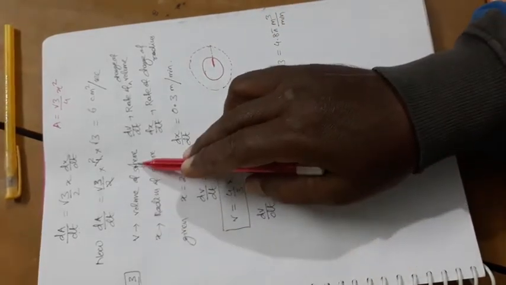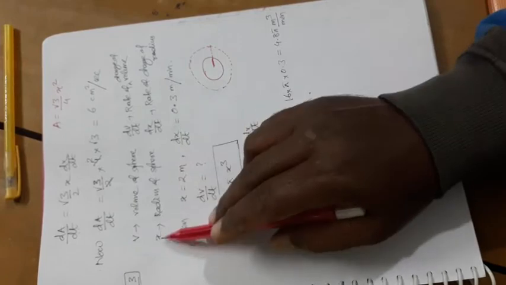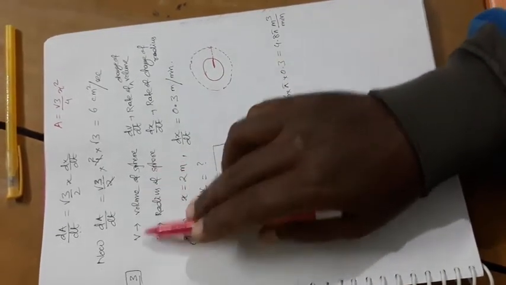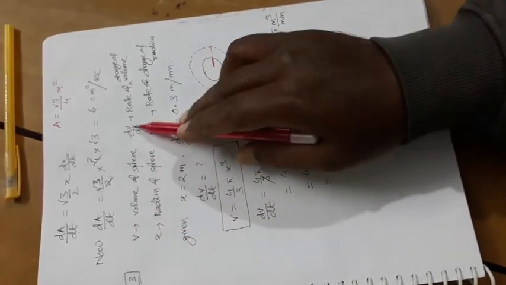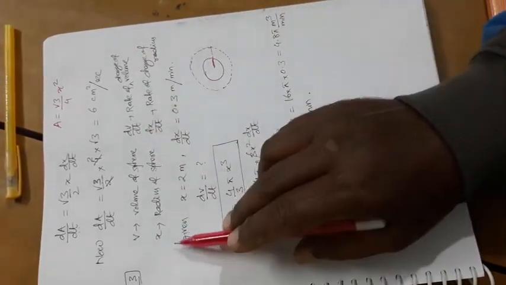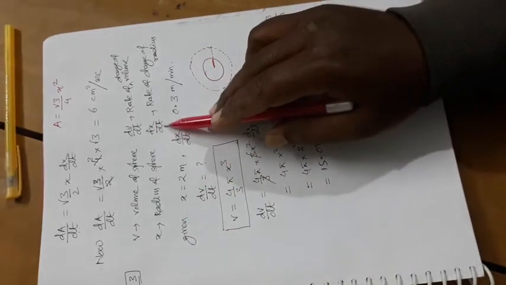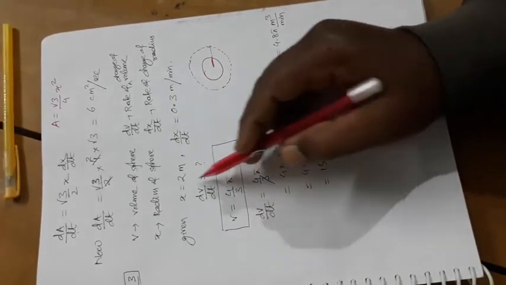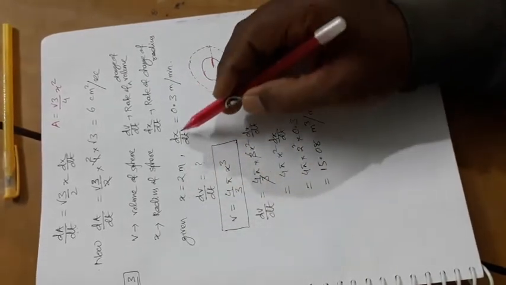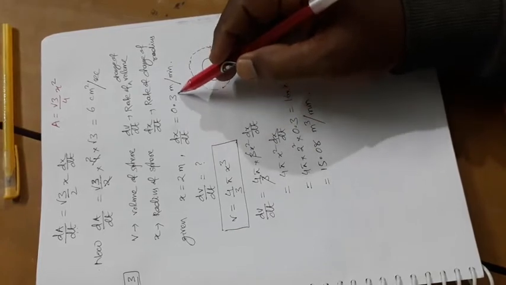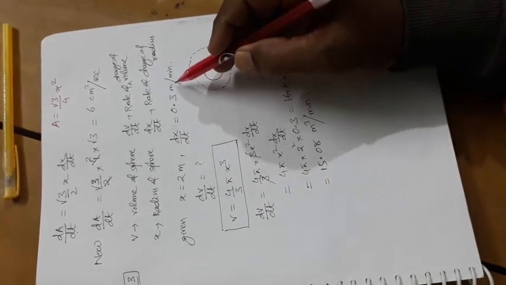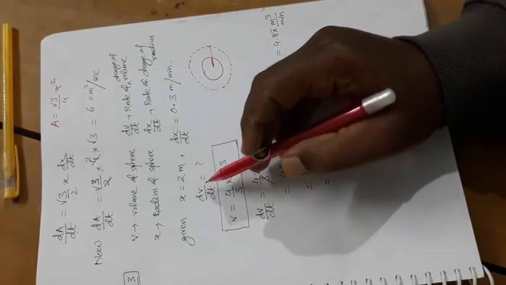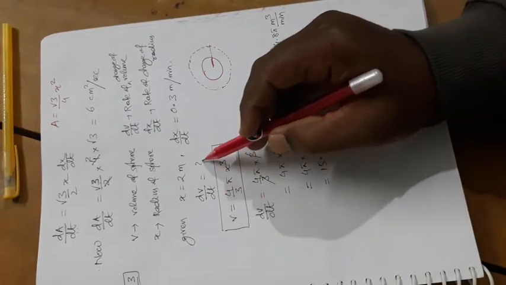V, volume of the sphere. x, radius of the sphere. As it is variable, I am taking it x. When x increases, V increases. dV by dt is the rate of change of volume. dx by dt is the rate of change of radius. According to the question, x is equal to 2 meter and dx by dt is 0.3 meter per minute. And the question asks to find dV by dt.